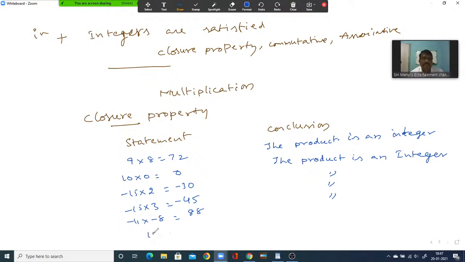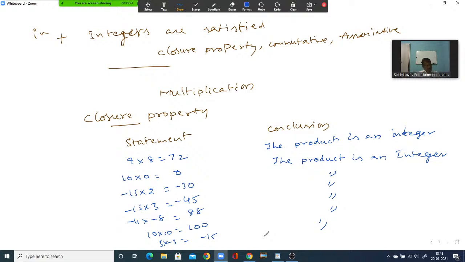Next, 10 into 10 is 100. This is also a product and the product is an integer, no doubt about that. So 5 into minus 3 is minus 15. The product is an integer. So is it possible to find a pair of integers whose product is not an integer? అంటే రెండు ఇంటీజర్స్ యొక్క ప్రోడక్ట్ ఇంటీజర్ కాకుండా వేరే దేనైనా ఛాన్స్ ఉందా? Is it possible? No, there is no chance. You will not find this to be possible.